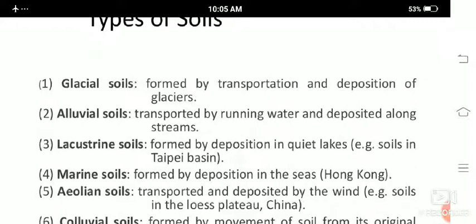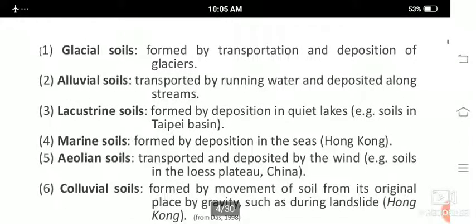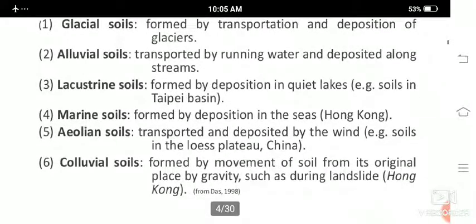Next is lacustrine soil, formed by the deposition in lakes. For example, soils formed in the basins. And marine soils, which mostly form by the deposition of seas. Whenever the sea is at a particular point, this type of marine soil is mostly formed.